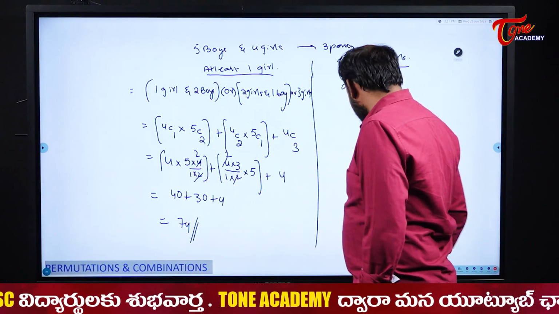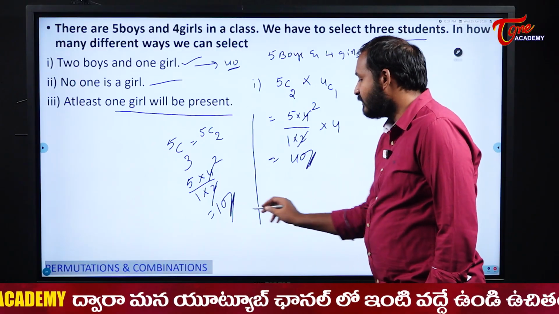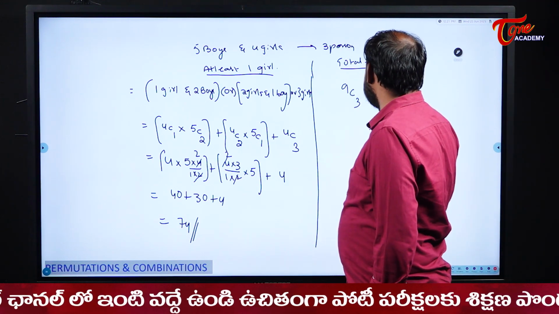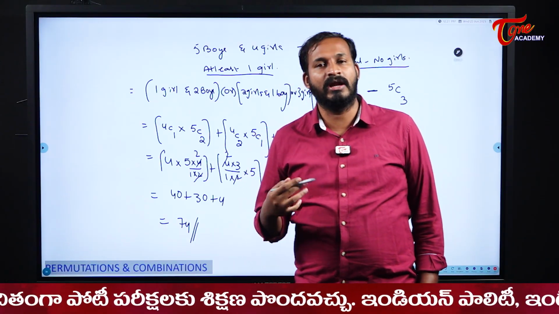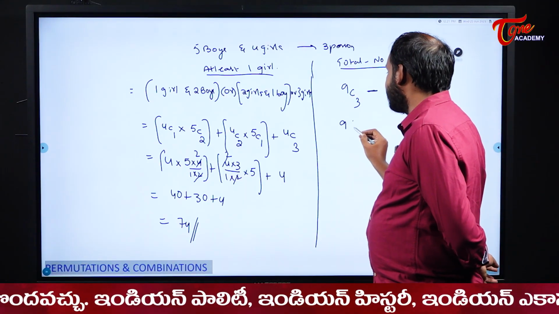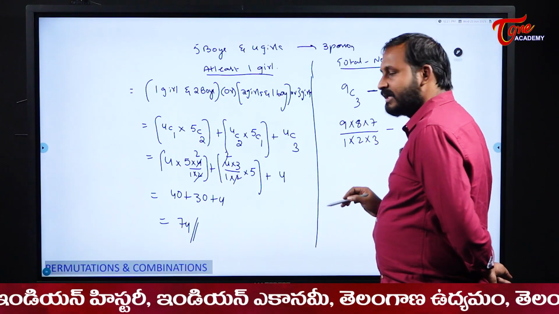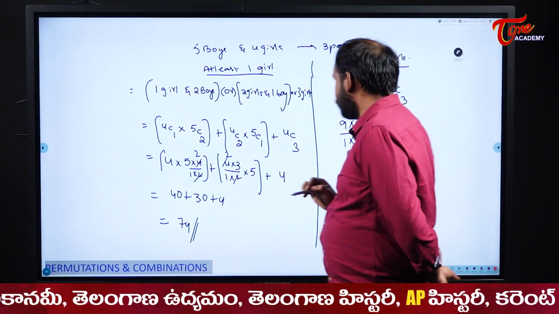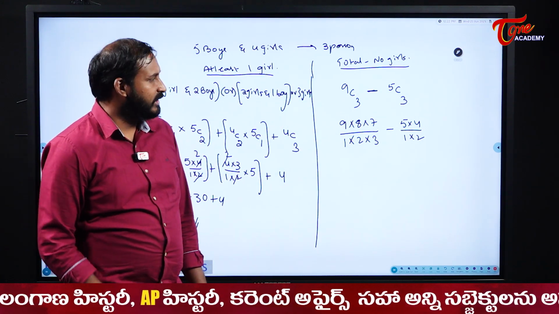Just now we calculated, what is the value which we got there? At no girl, how many ways? 10 different ways. Or else you can write it as 5C3 also for more clarification. No girls means all are boys, so 5C3. So 9C3 becomes 9 into 8 into 7 by 1 into 2 into 3, minus 5C3, which is 5C2, 5 into 4 by 1 into 2. It will become the same thing.